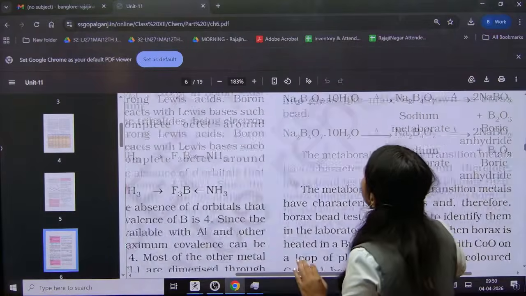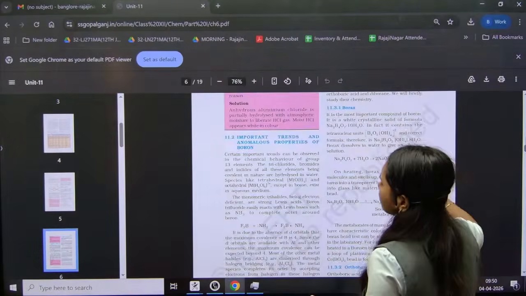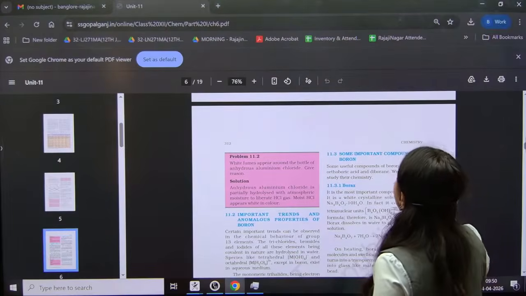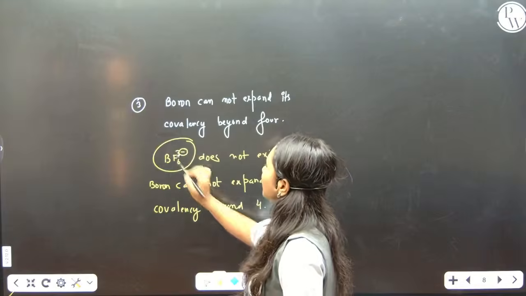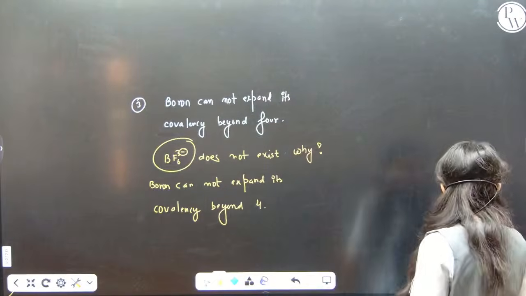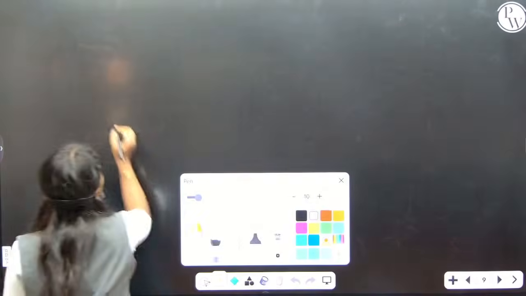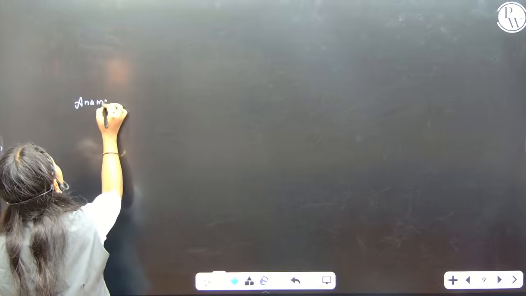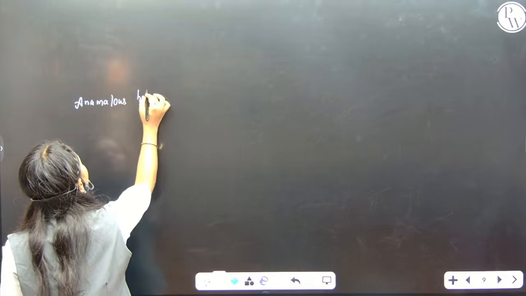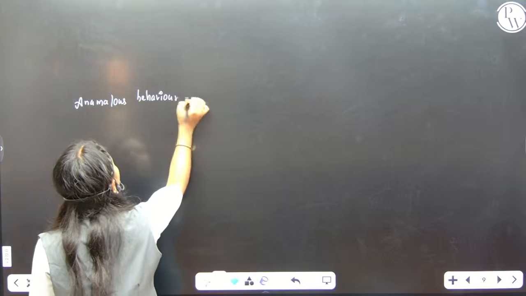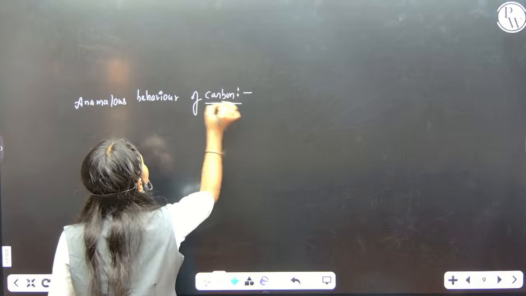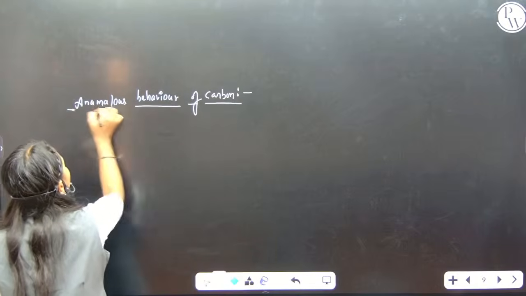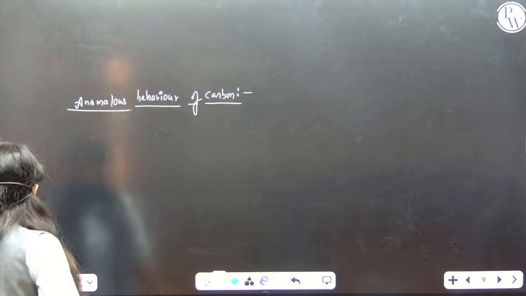Okay, now fine. So these are the anomalous behaviors. These are the anomalous behaviors given by boron. Let's move on. Next is carbon, the anomalous behavior of carbon.